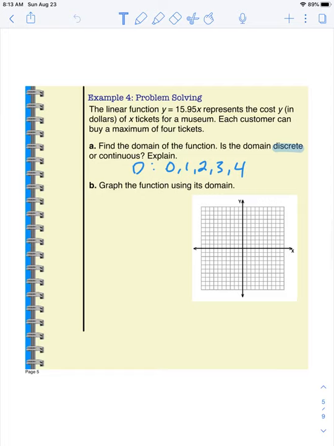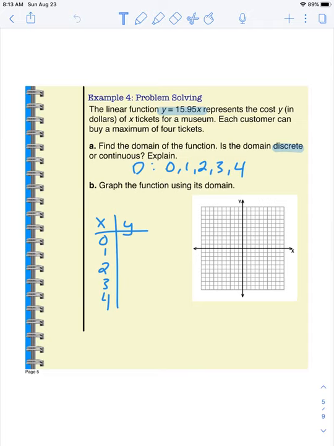All right, part B, we're going to graph the function using the domain. So to do this, we're going to set up an XY table. And we already know X can be 0, 1, 2, 3, 4. We're going to plug in those values for X into the function that they give us up here to find our values for Y.